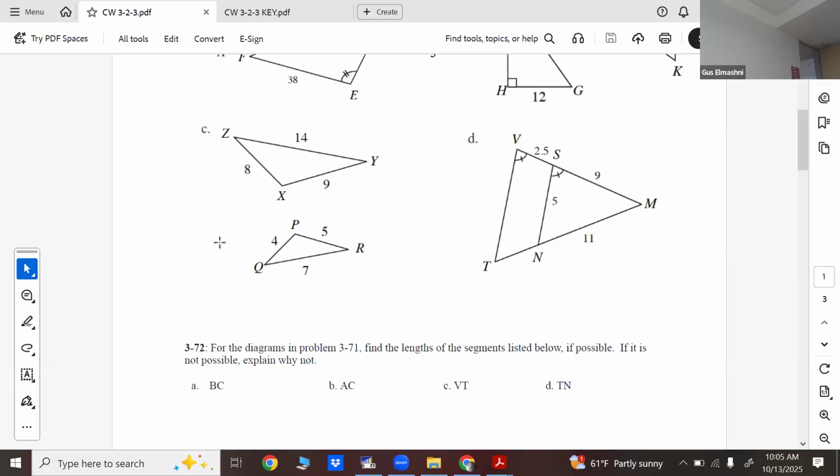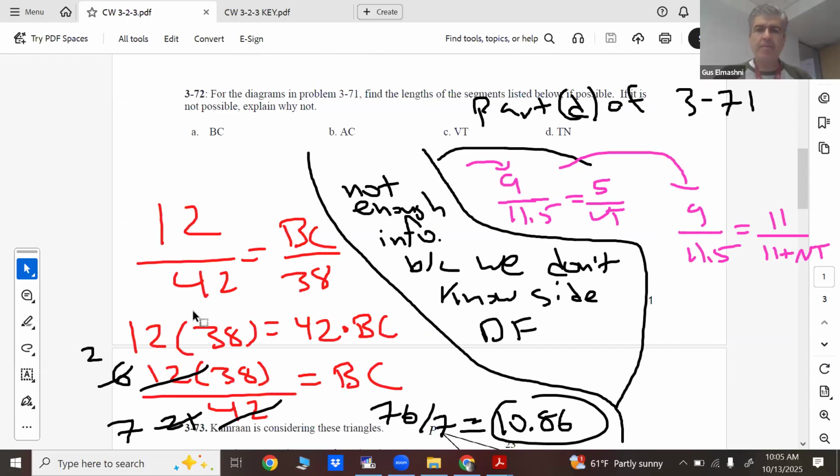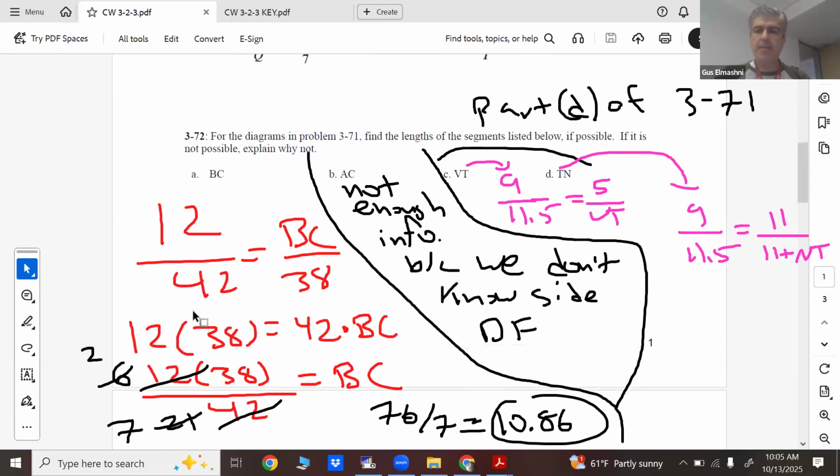So let me put the pages back. Hold on a second. NT and TN are the same thing. It's just reversed, it doesn't matter. So go and solve for VT and NT, and we'll talk in one minute.